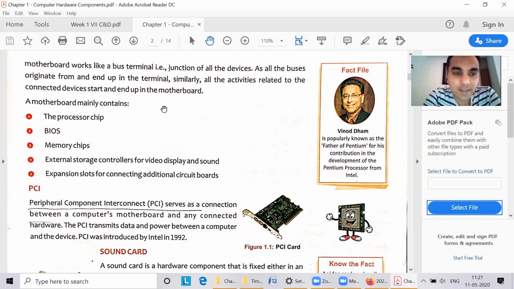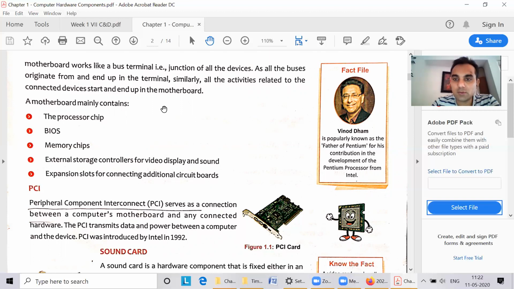A motherboard mainly contains a processor chip, BIOS, that is basic input output system, memory chips, external storage controllers for video display and sound, and expansion slots for connecting additional circuit boards. So the motherboard actually contains five main things.